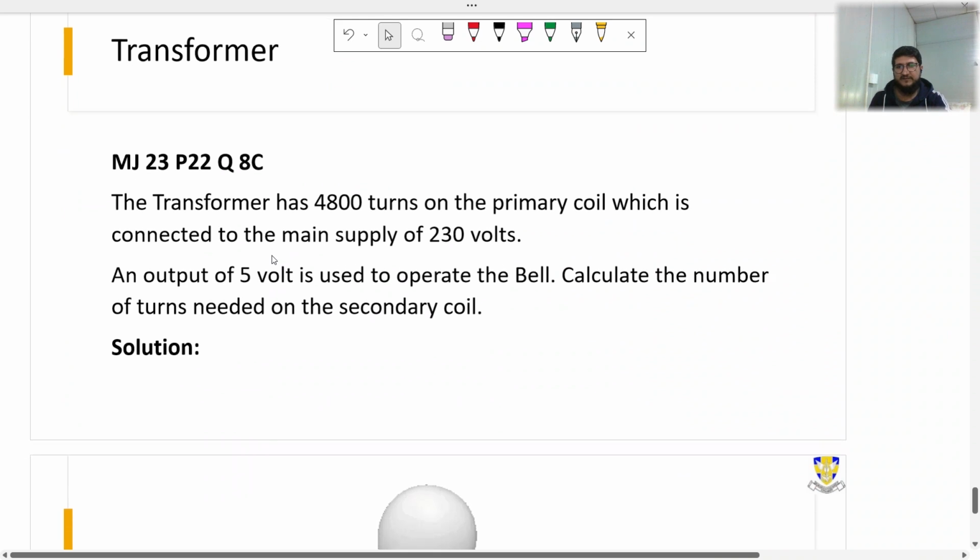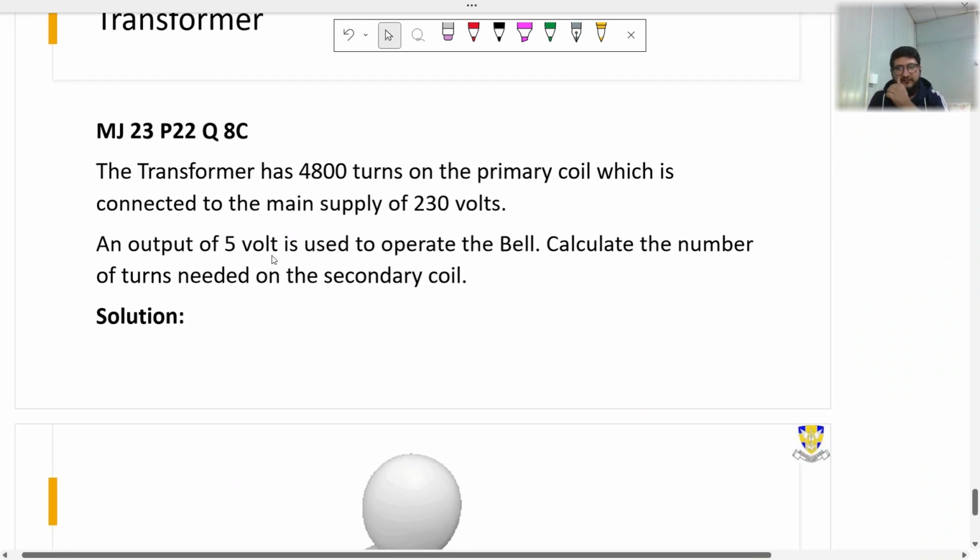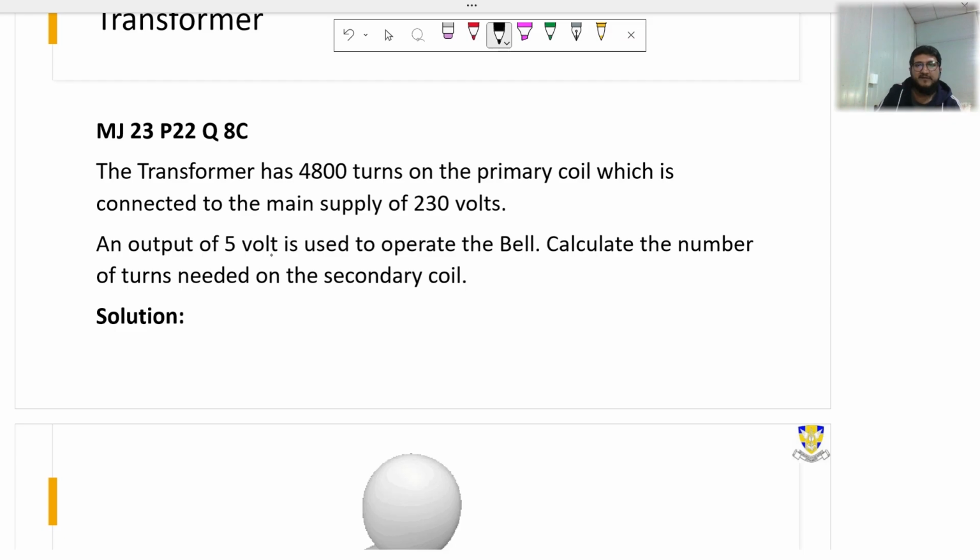Now there's a question. Okay, in this question they are saying that the transformer has 4800 turns on the primary coil which is connected with the main supply of 30 volts, and an output of 5 volts is used to operate the bell. Calculate the number of turns needed on the secondary coil. So for this the formula is Np upon Ns is equal to Vp upon Vs. Okay, it doesn't matter, आप Ns को कहीं भी लिख सकते हो, आप इसको rotate भी कर सकते हो, उससे कोई फर्क नहीं पड़ता.